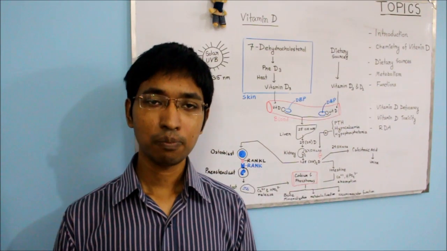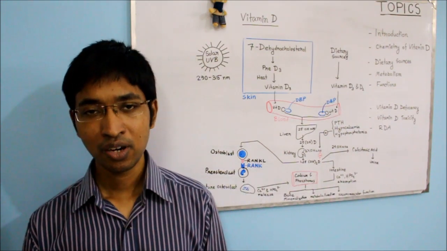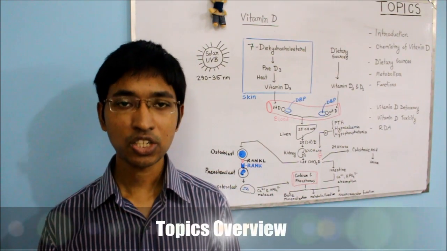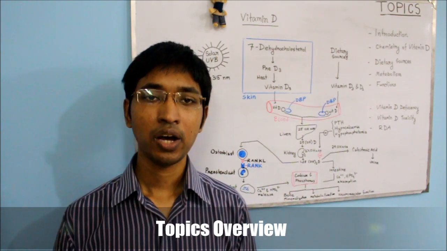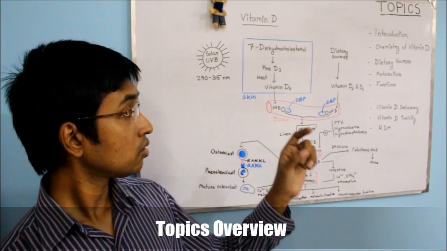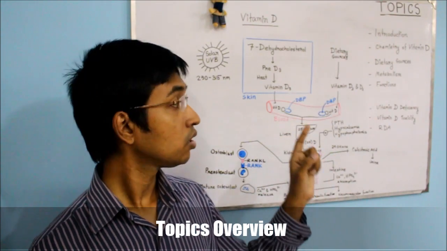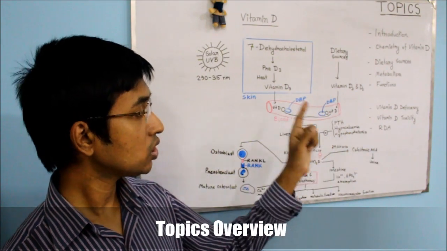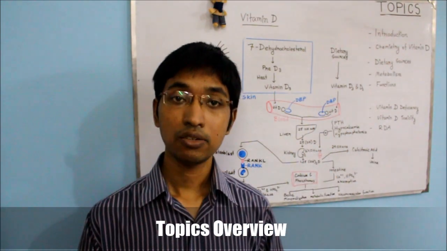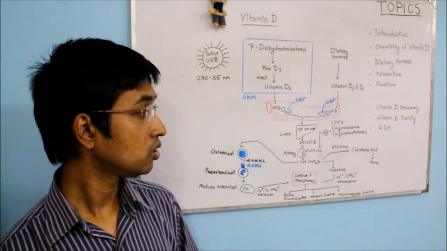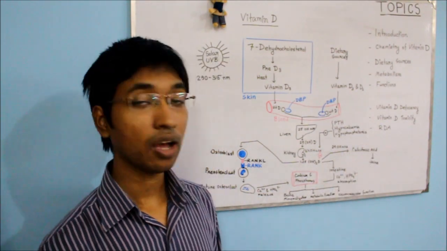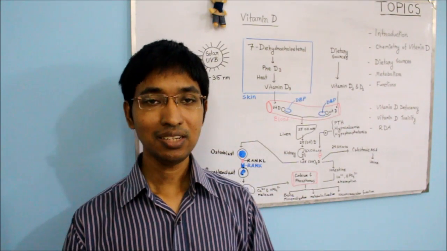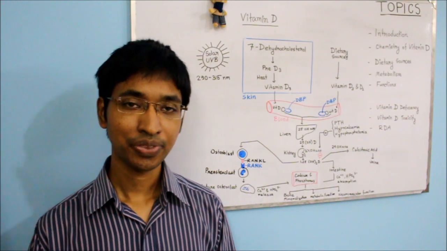Today we will talk about a topic from the nutritional diseases chapter, and today's topic is on vitamin D. This video will contain the introduction to vitamin D, followed by its chemistry, its dietary sources, metabolism, function. We will also talk briefly about vitamin D deficiency and vitamin D toxicity, and finish our discussion today by talking about the recommended daily dietary allowances or RDA of vitamin D. Okay, so a lot of topics, so let's begin.